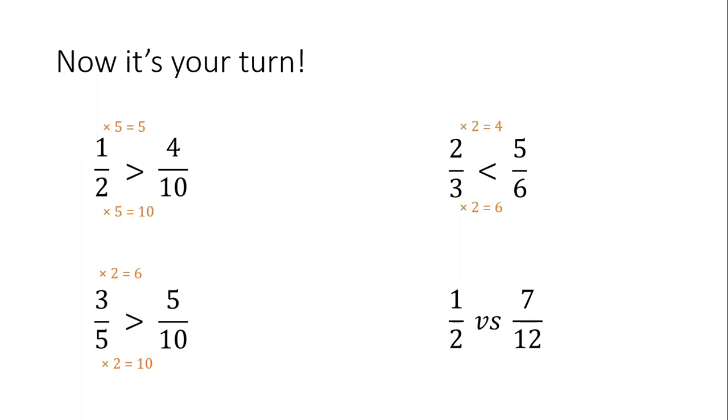Final question, 1/2 versus 7/12. How do we turn 2, the denominator, into 12, the denominator? Multiply 2 by 6. 2 times 6 is 12, which means we have to multiply the numerator by 6 as well. 1 times 6 is 6. So 1/2 is the same as 6/12. But 6/12 is less than 7/12, which means that 7/12 is more than 1/2. And that's how you can convert fractions so that they have the same denominator, and you can figure out which one is more and which one is less.